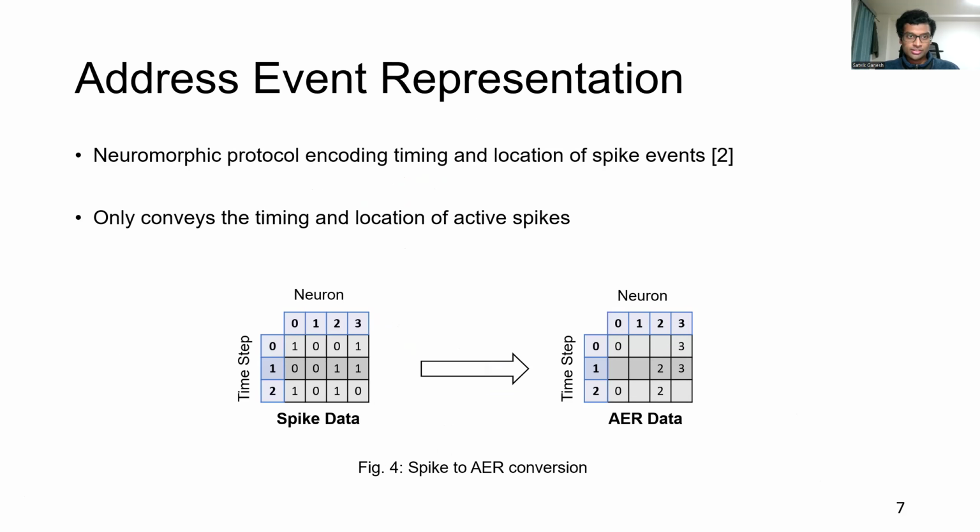Next, I'd like to discuss address event representation, or AER in short. It is a neuromorphic protocol for encoding timing and location of spike events, and it only conveys the timing and location of active spikes as shown in the below figure.